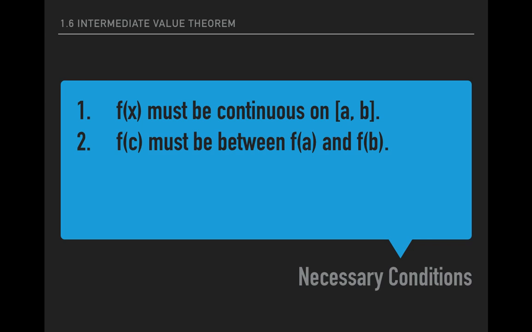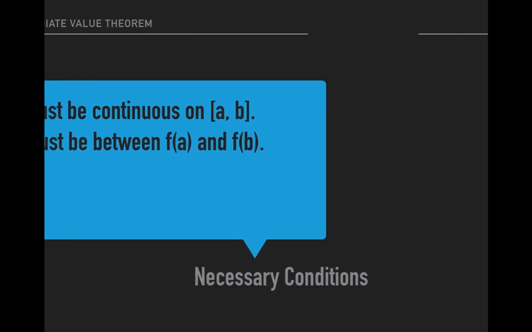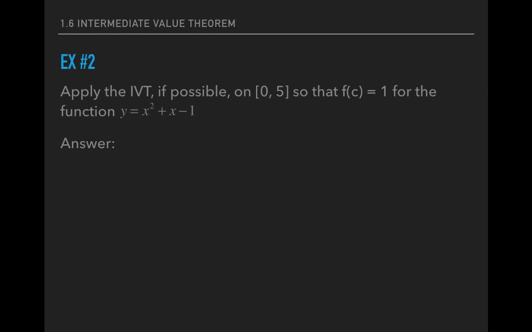All right, so the big conditions that we cannot forget, and that have to be true if we're going to apply our theorem, are that the function is continuous on the interval [a, b], and that f(c) has to fall between your function at a and your function at b. These are the two checks you have to make every single time before you determine if you can apply the theorem. So we're going to apply that understanding to this problem.